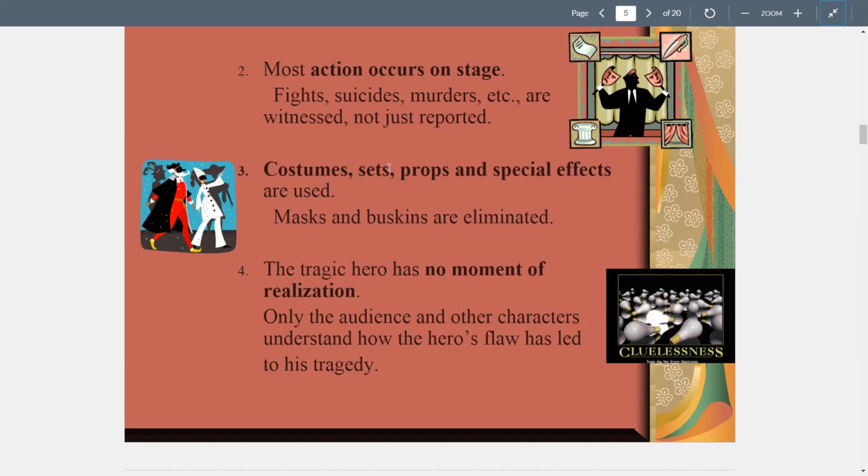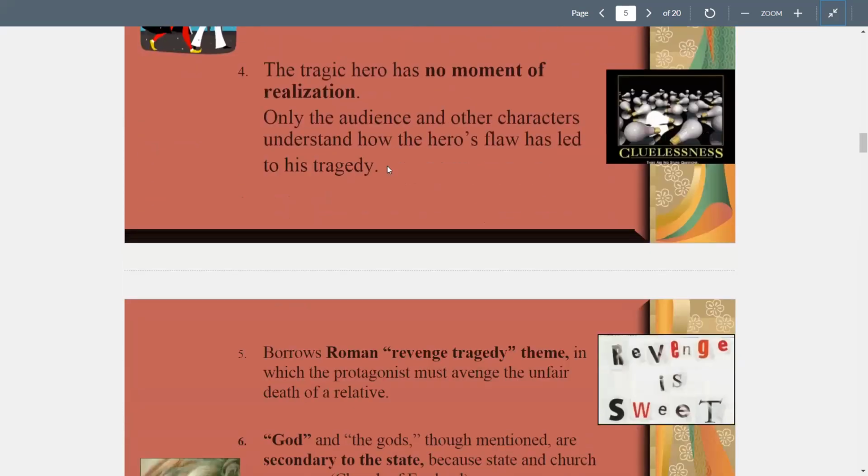And the tragic hero, although they have a fatal flaw, they don't have that moment of realization. Only the audience and other characters understand how the hero's flaw led to their tragedy. So, for example, in Othello, we recognize that he was tricked by Iago. We recognize that it was his self-doubt and his pride that led to his downfall and led to him being tricked by Iago. But he doesn't ever have that moment of realization himself.